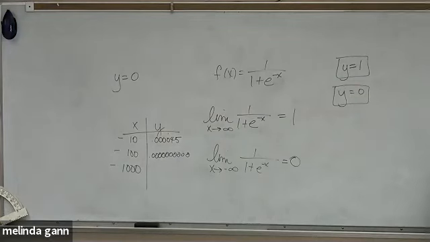So does everybody understand how I want you to check the horizontal asymptotes? Are we okay? All right. Let's do this.